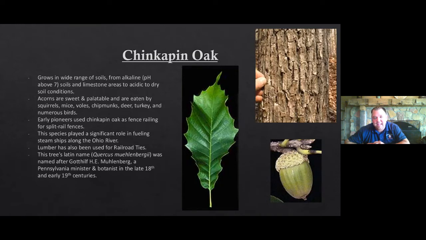All trees have Latin names. That's how we can tell what species we're talking about, because common names can vary across the country. Quercus muhlenbergii is the scientific name for Chinkapin Oak, and it was named after, I want to say, Gotthilf Muhlenberg, who was a minister and botanist in the late 18th and 19th centuries. So it's really kind of interesting how some of these trees get named.